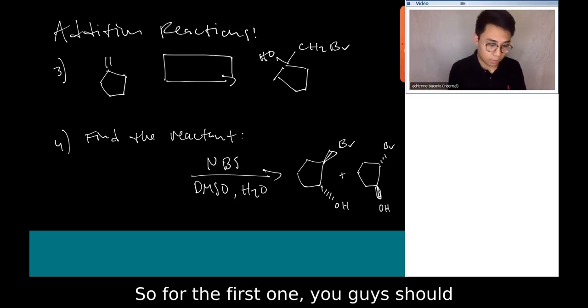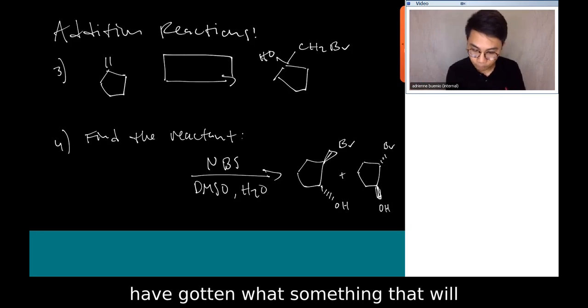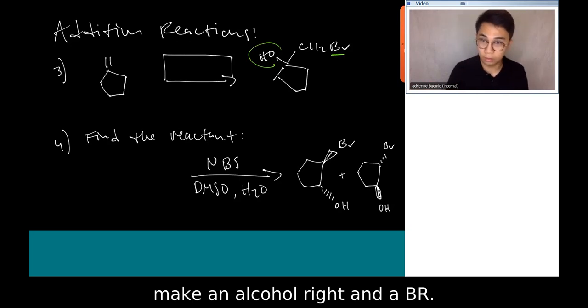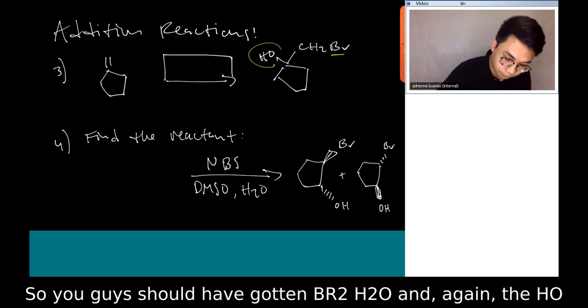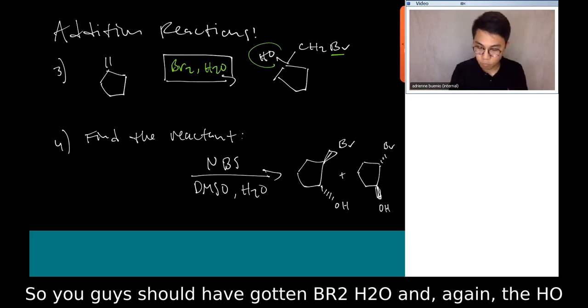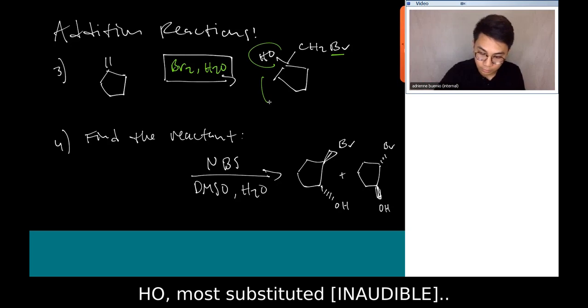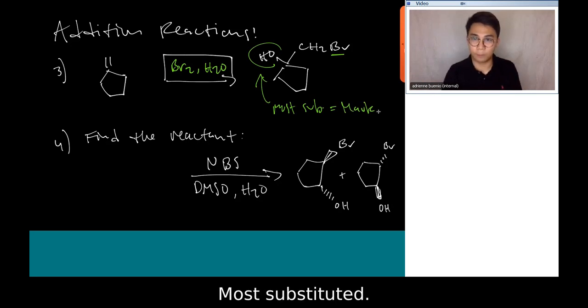So for the first one, you guys should have gone what? Something that will make an alcohol, right? And a Br. So you guys should have gone Br2, H2O, right? And again, the HO went to the most substituted, right? HO, most substituted, Mark. Mark's rule, right? Most substituted.